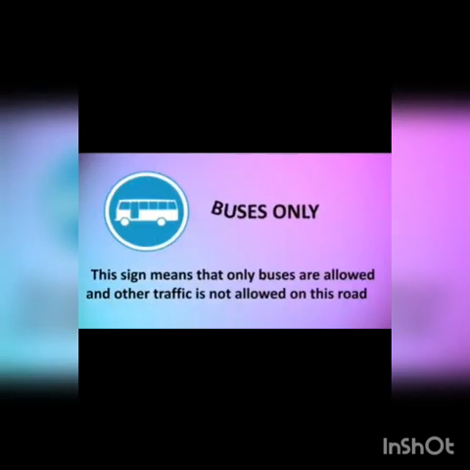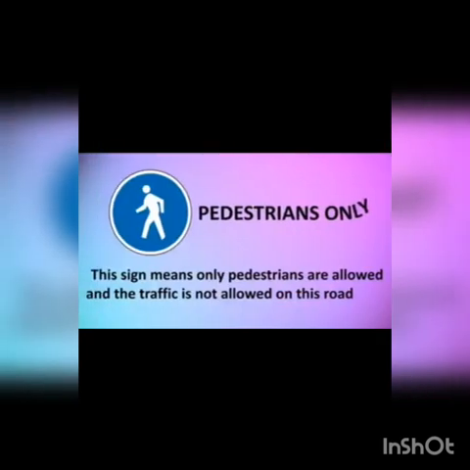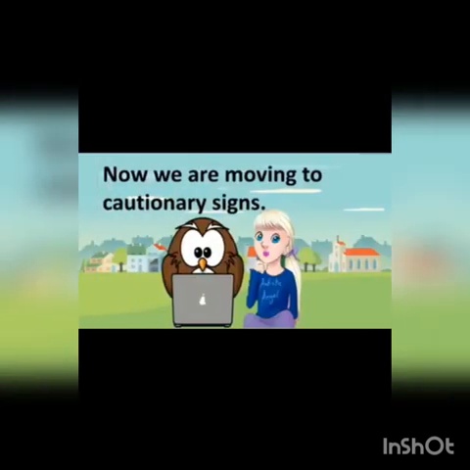Buses only: this sign means that only buses are allowed and other traffic is not allowed on this road. Pedestrian only: this sign means only pedestrians are allowed and the traffic is not allowed on this road.